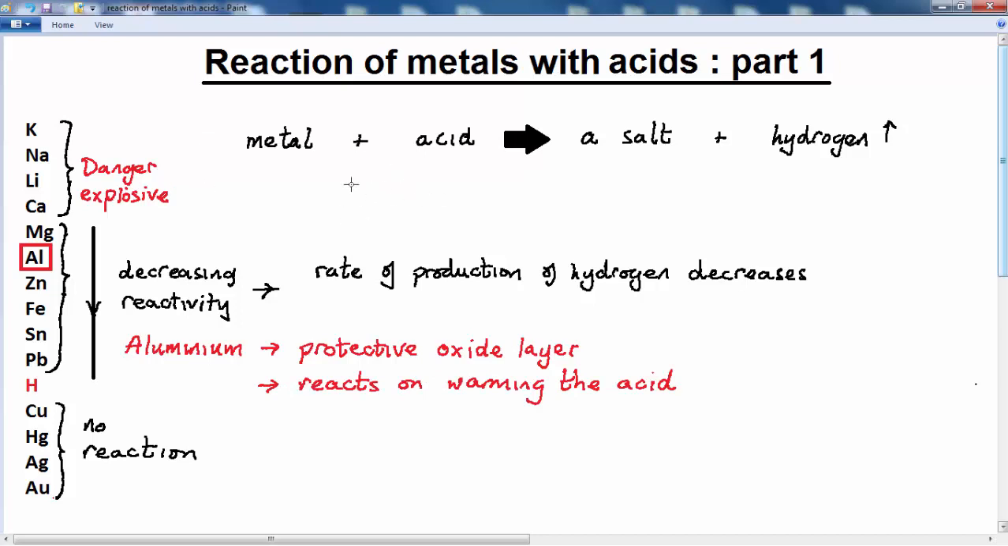Okay, in the next lesson we'll take specific examples of the reactions between different metals and different acids to produce different types of salt.